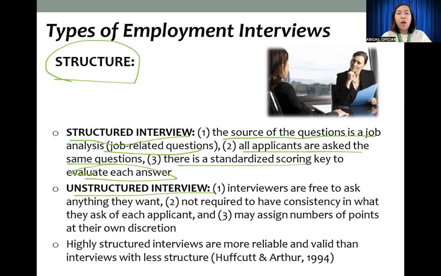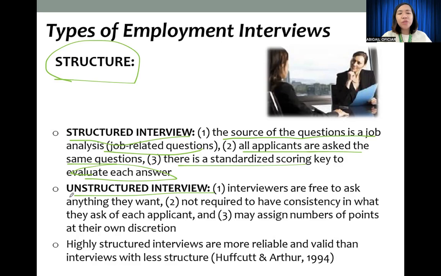Another is the question that we ask is based on the job analysis, based on the job description, job specification. No? So hindi tayo lalayo doon. Okay, and in each question, there is a rubric that we follow on how to score or evaluate the answer of the applicant. So kapag ganon, yung questions natin, we can say that it is a structured interview.